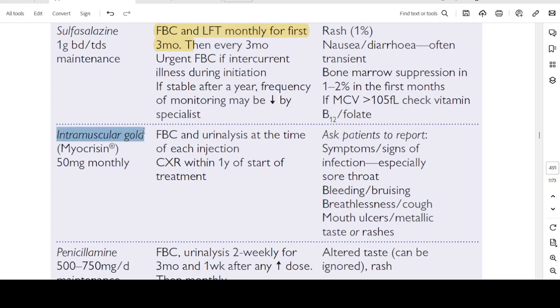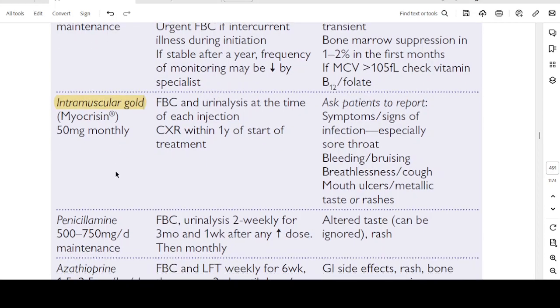Intramuscular gold or myocrysin, 50 milligrams monthly. When you're giving gold, you need to check full blood count and urine analysis at the time of each injection, and a chest x-ray only within 1 year of starting treatment. Ask patients to report symptoms and signs of infection, especially a sore throat, bleeding, bruising, breathlessness, cough, mouth ulcers, and metallic taste or rashes.